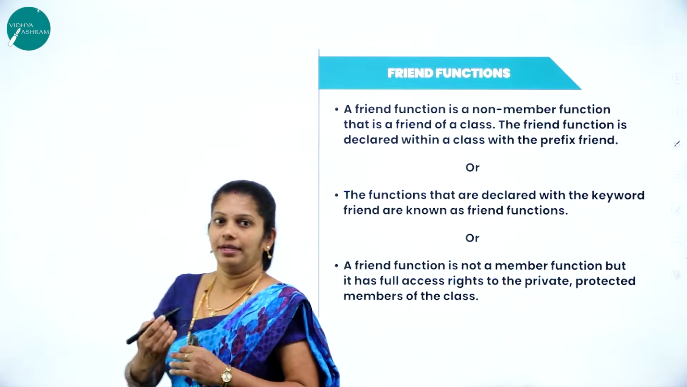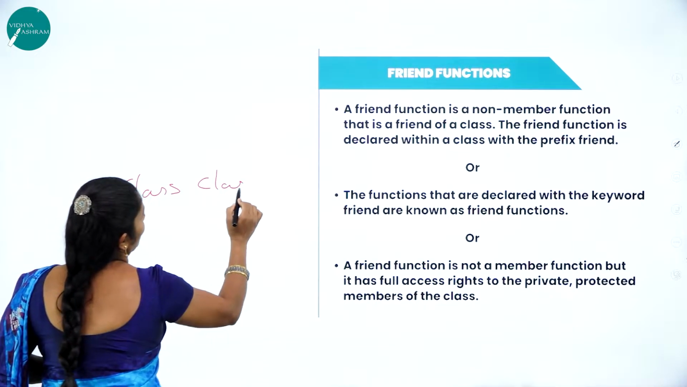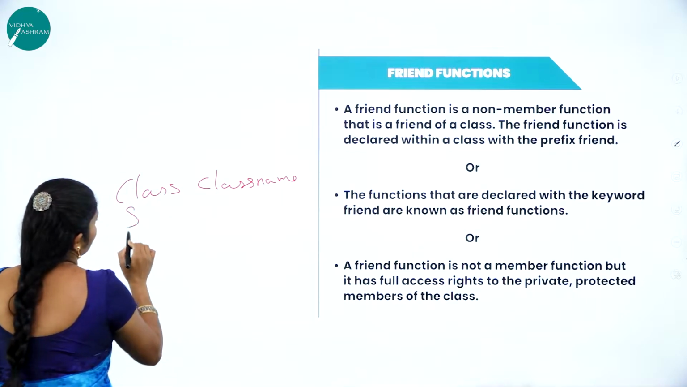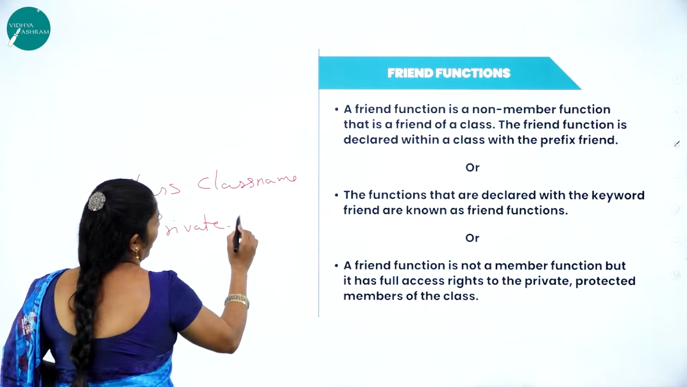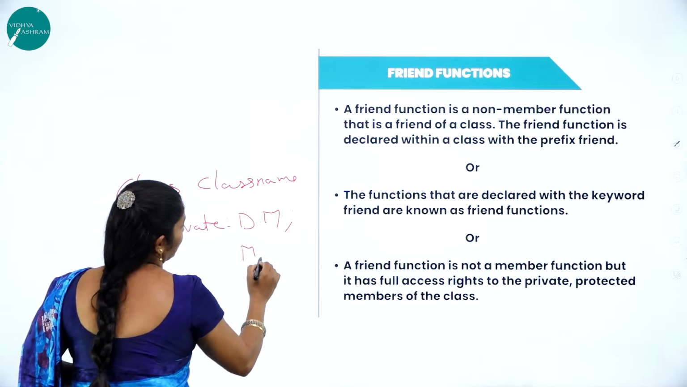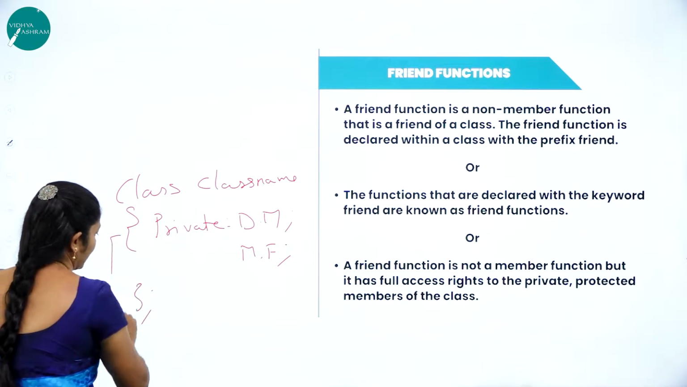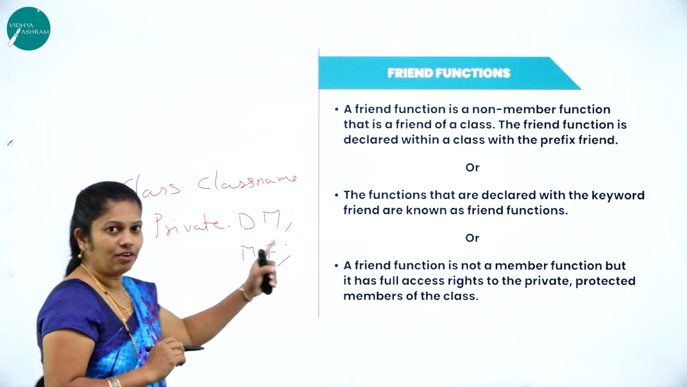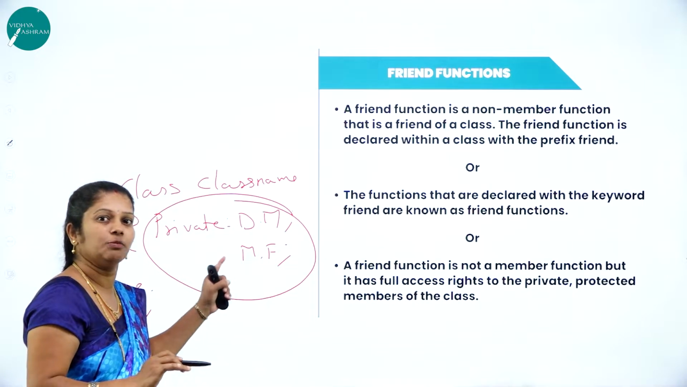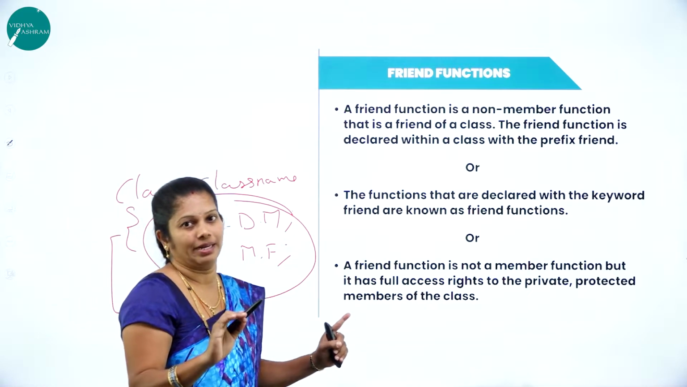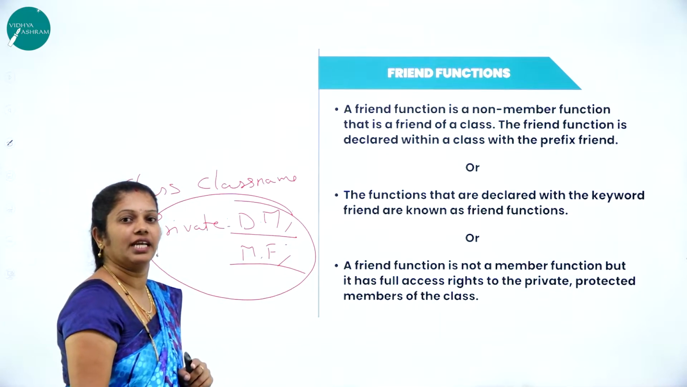In the class, you have data members. If you consider a class, we have the class name. In this, we have data members, for example private, protected, public, anything. There you may have data members as well as member functions. Then here you close the class. For example, here we have opened the class and here we have closed the class. Whereas a friend function does not belong to this particular class, but it is just a friend of the class. But it can access your data members as well as member functions.